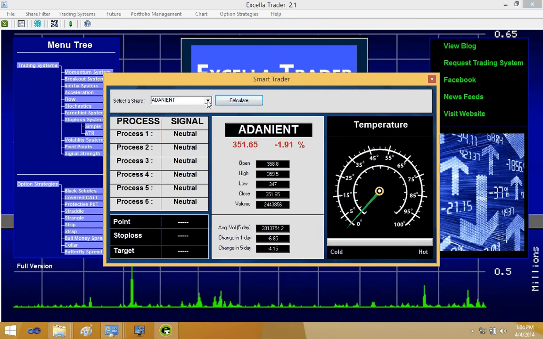Adani Enterprises today is showing a neutral signal. We are taking IDFC. IDFC is down today. IDFC is showing a negative signal for the short term, so the bearish point will be 113 and the target is 98.